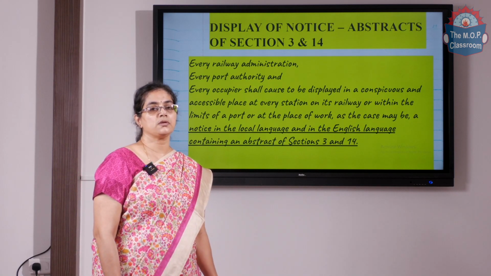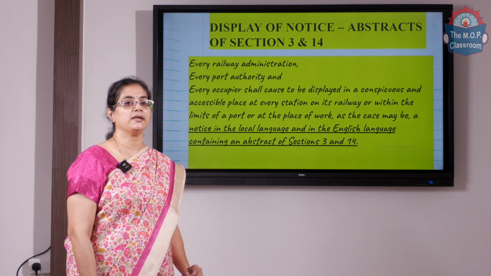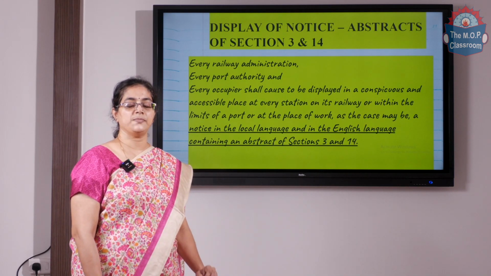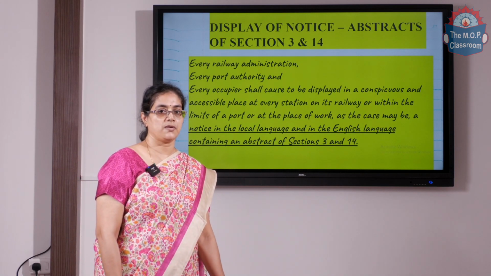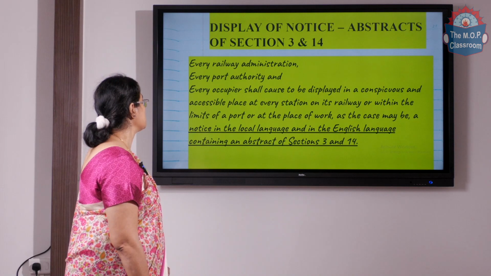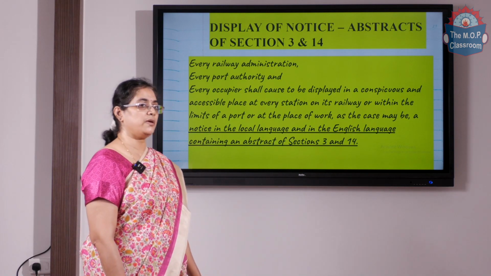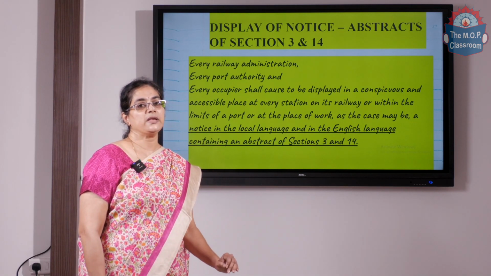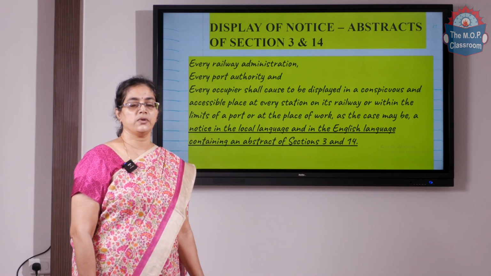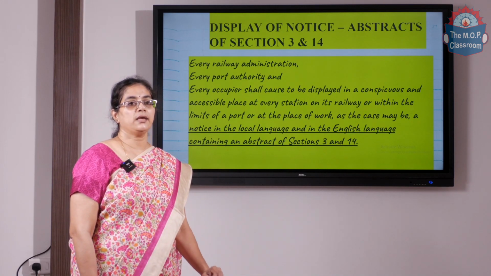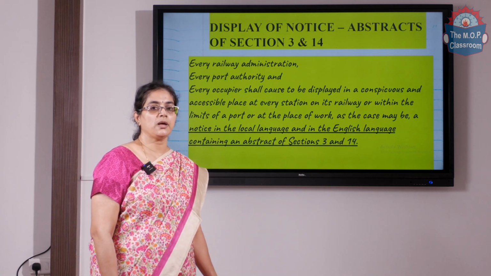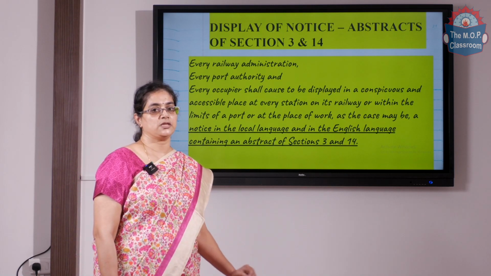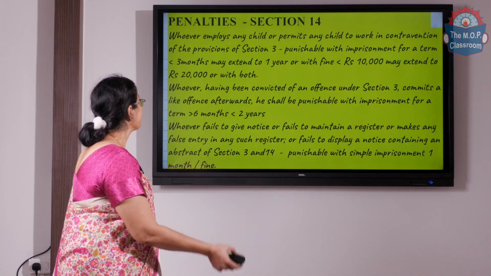Similarly, in every port within permissible limits where a child has been employed, display of the abstract of provisions of Section 3 and Section 14 is mandatory. So this is one of the important sections, and this abstract must be displayed in one local language and in English. It is mandatory that these establishments, if they employ a child, should have a display of the abstracts of Section 3 and Section 14.